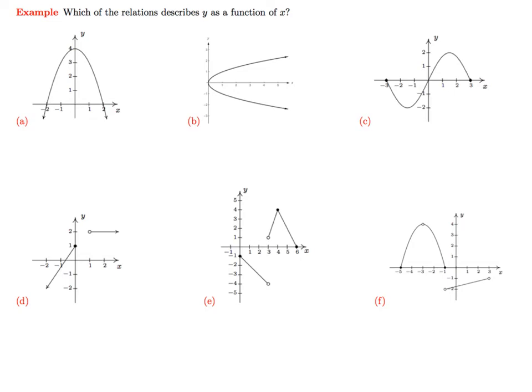In this example, we have 6 relations graphed, and we want to determine whether each describes y as a function of x. And so just to recall, we say y is a function of x if each x coordinate in the relation matches exactly one y coordinate. And the way that we can check that graphically is using what's called the vertical line test.